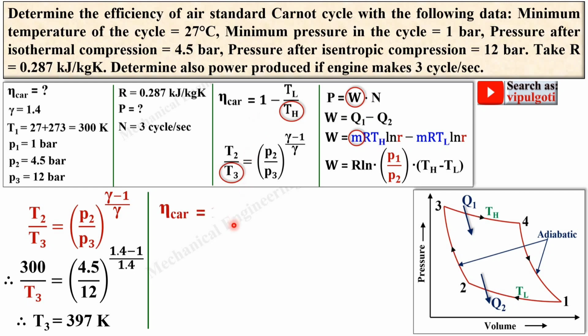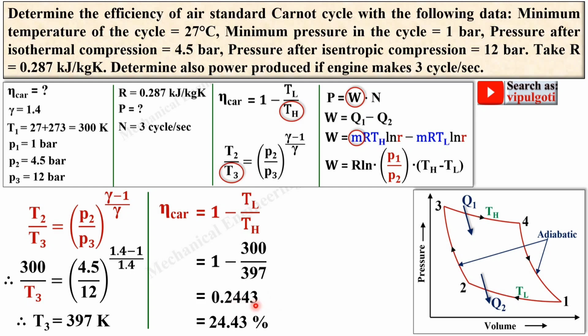So once you got this T3, then you can find the efficiency of the Carnot cycle as we have discussed. So now I can put the value over here. So 1 minus TL, means low temperature, that is exactly equal to the T1. TH is the high temperature, that can be T3 or T4, and here we have T3. So simplify it so that you will get 0.2443. Now convert it into the percentage by simply multiplying with 100 so that you will get the efficiency of the Carnot cycle. So make a box. This is your first answer.